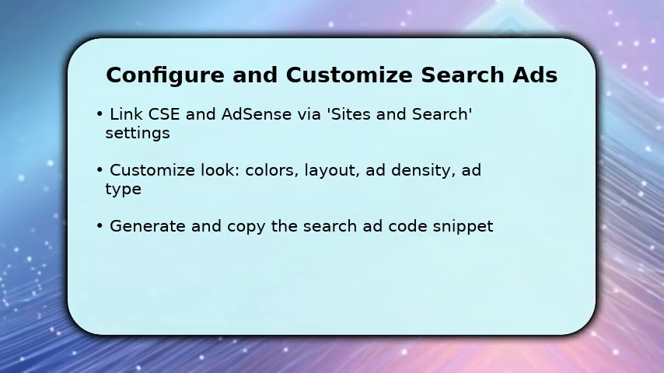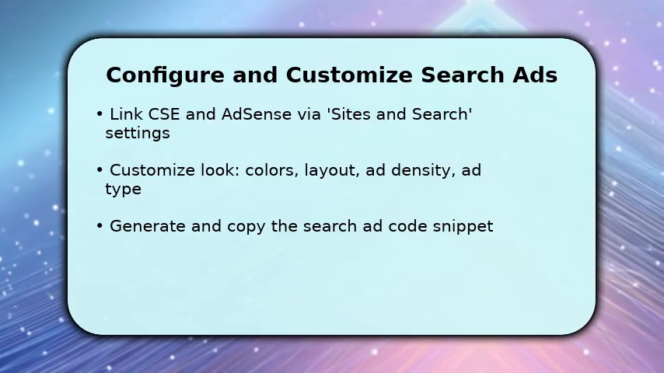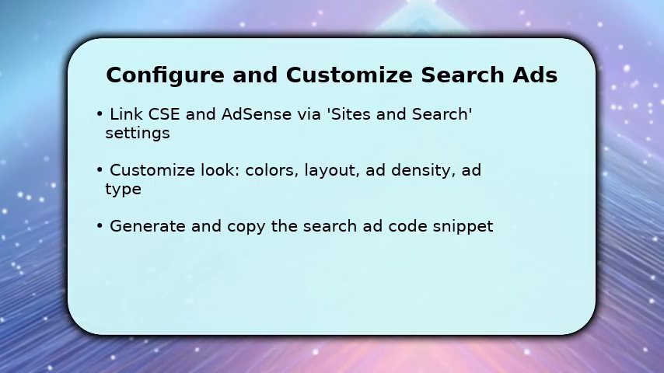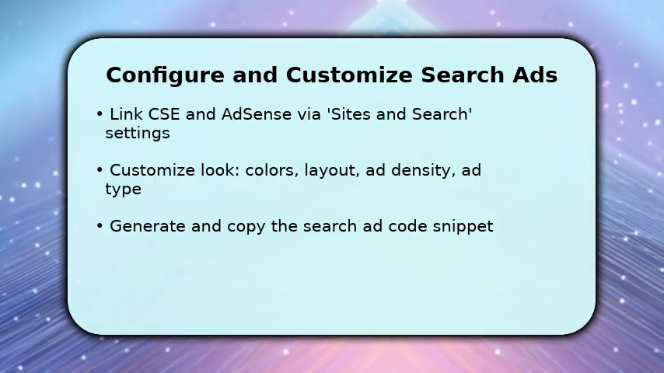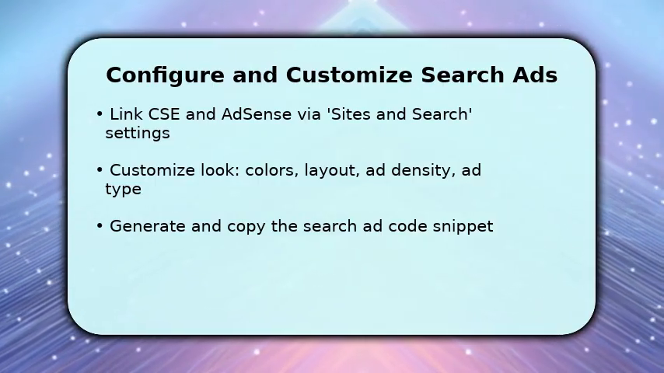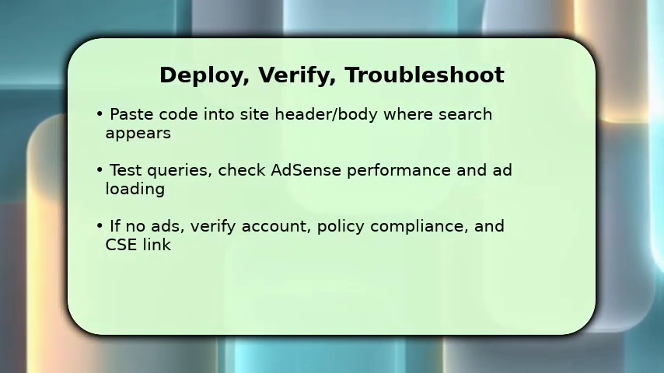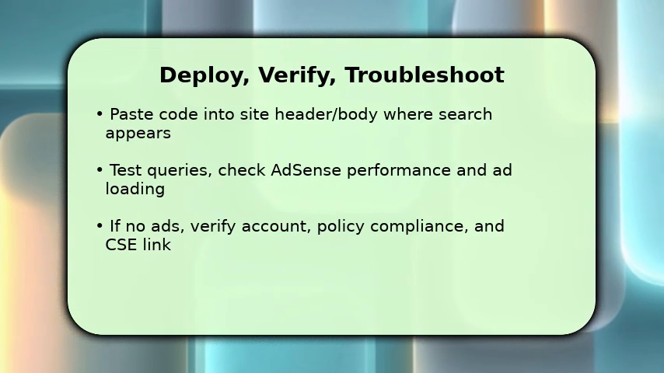After that, generate the search ad code snippet within Adsense. Copy the exact script. You'll paste it into your site where the search box and results should appear. Paste the search code into your site template where the search box and results container load. Many use a header plus a results div on a search page.